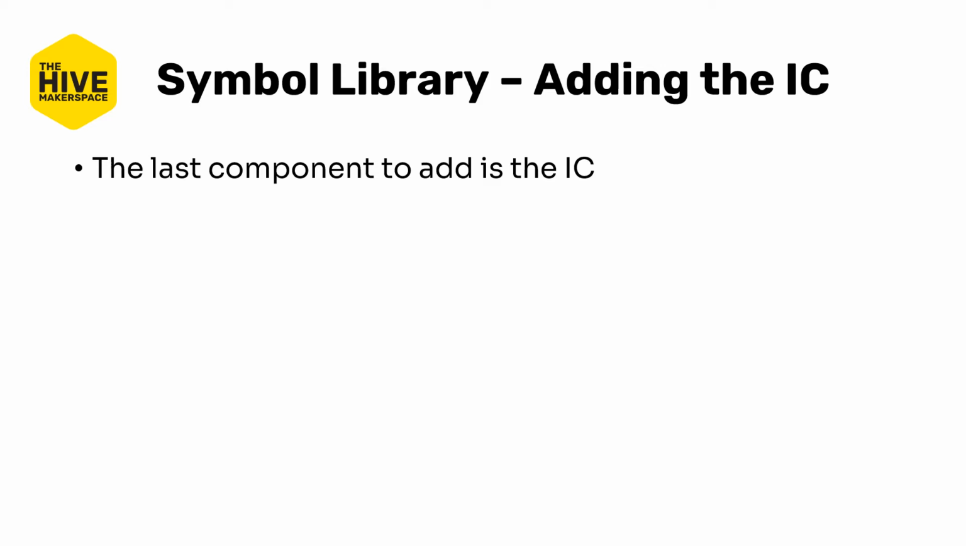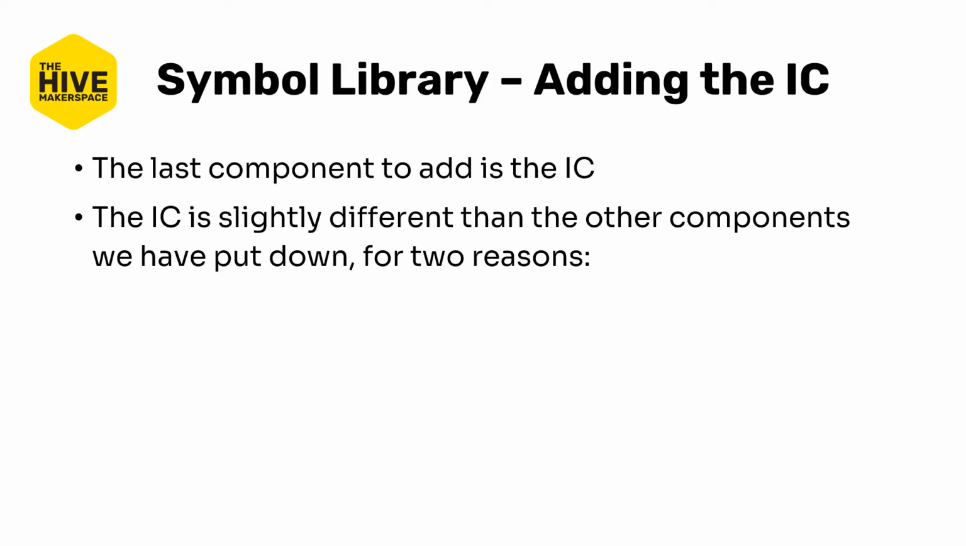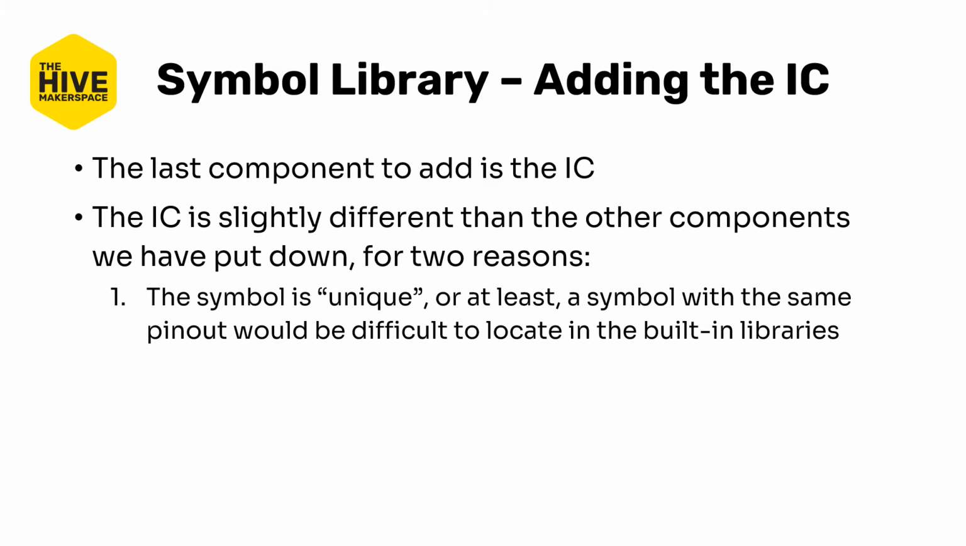For the rest of you, the last component is going to be that IC, that integrated circuit, that chip. ICs have slightly different components that we have to put down, or slightly different than the other components we have to put down, for 2 reasons. The first is that the symbol is relatively unique, is pseudo-unique. It's going to be difficult. It has a specific pin function or name to number mapping that needs to be accounted for, and finding another symbol that has exactly the same pin to name mapping is going to be difficult, to say the least, like hunting through all of these symbols. So we don't really want to do that.